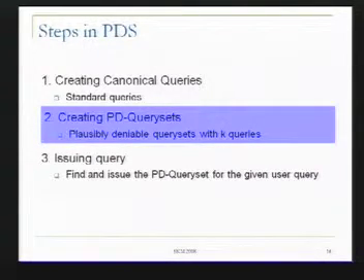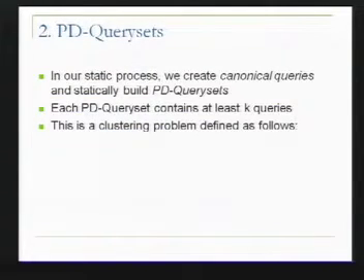Creating PD-Querysets. So the way we define the plausible deniable query sets with k queries, we need to have a procedure for creating that set. That's the next step. Okay, so the way we do it right now is to create a static linkage between k canonical queries. So any one of the queries will give you the k minus 1 other cover queries.